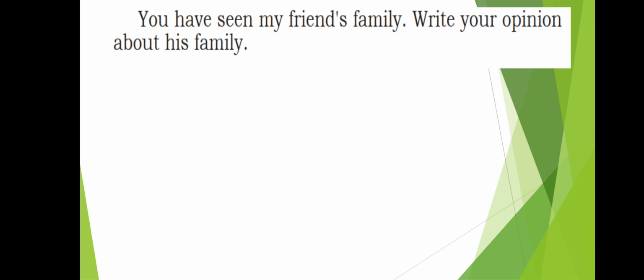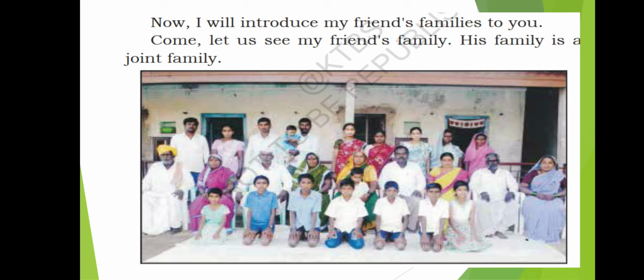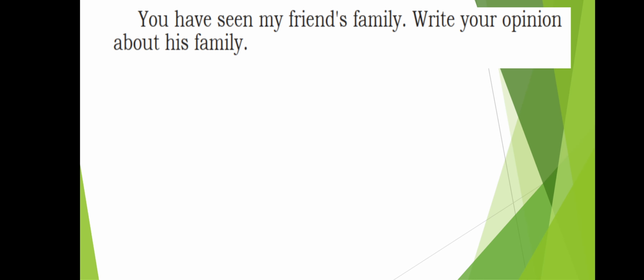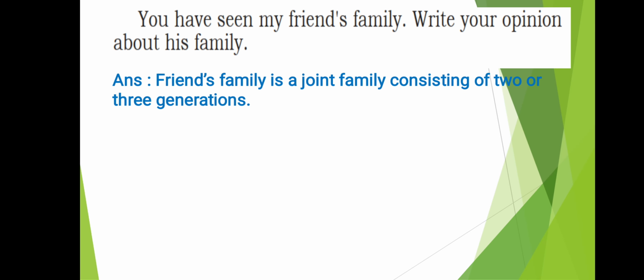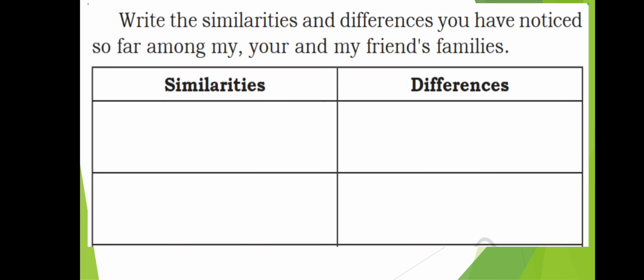Then next, you have seen my friend's family. Write your opinion about his family. Here, this is my friend's family. By seeing this picture, we can say that many people, more than two generations, are living together in the same house, using the same kitchen. So the answer: friend's family is a joint family consisting of more than two generations.